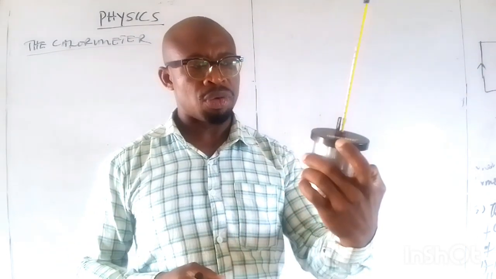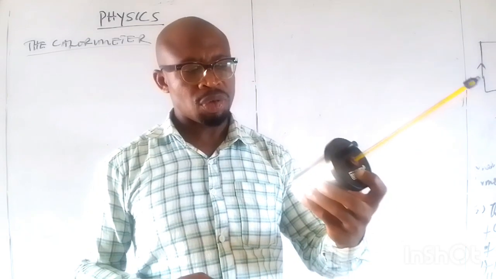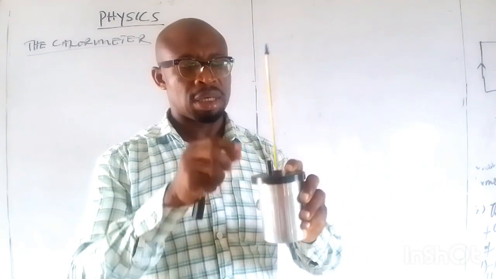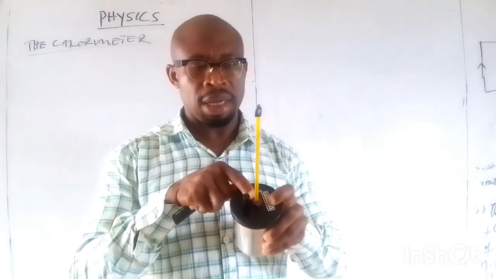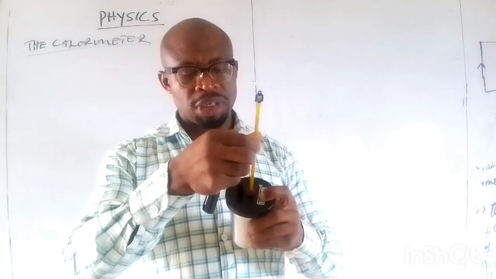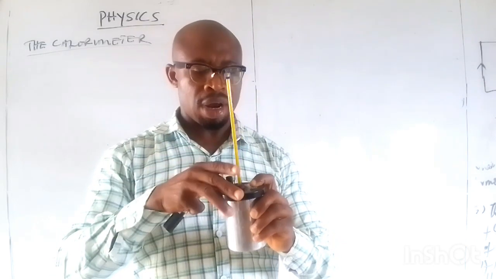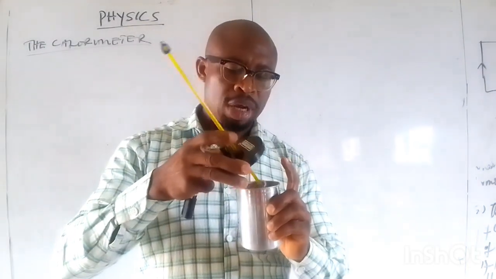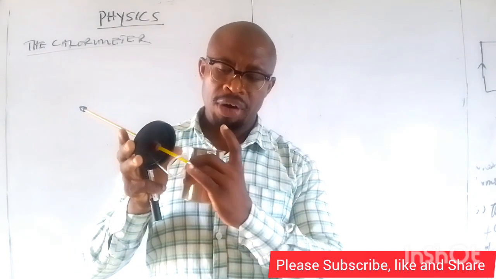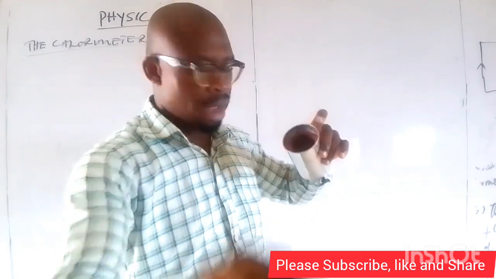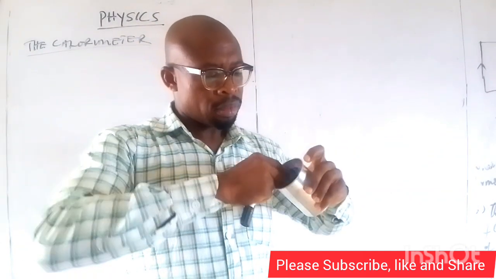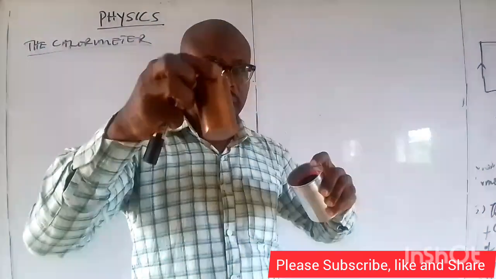Now, this is a typical calorimeter. A typical calorimeter has a hole to take the thermometer. This is the thermometer. Now, this is the stirrer. If we open it, we can have the stirrer. We have the thermometer there, and this is the main calorimeter.